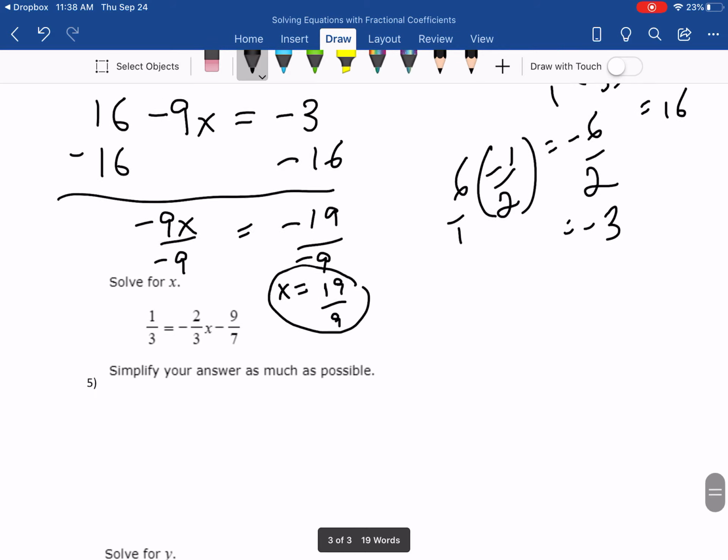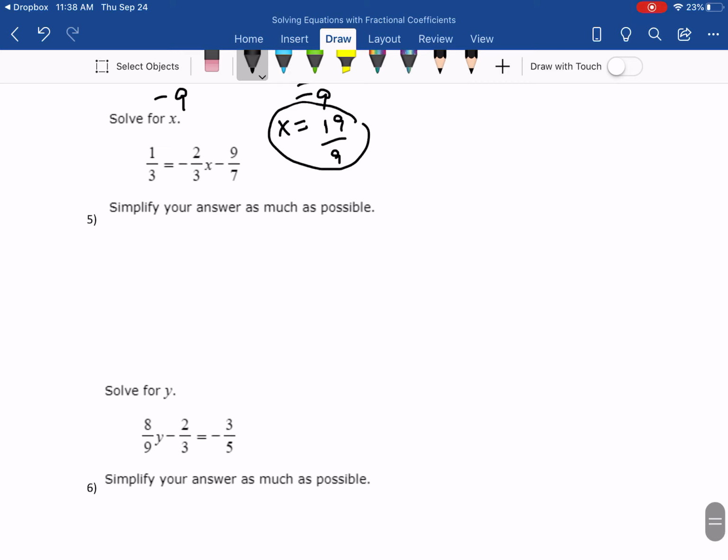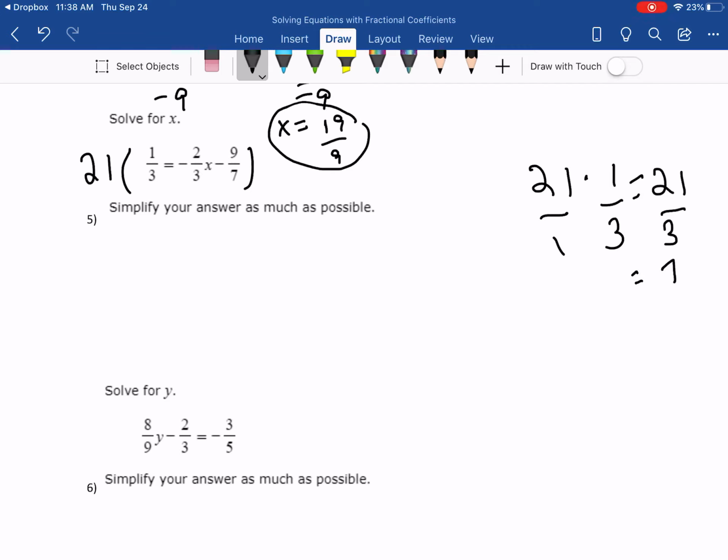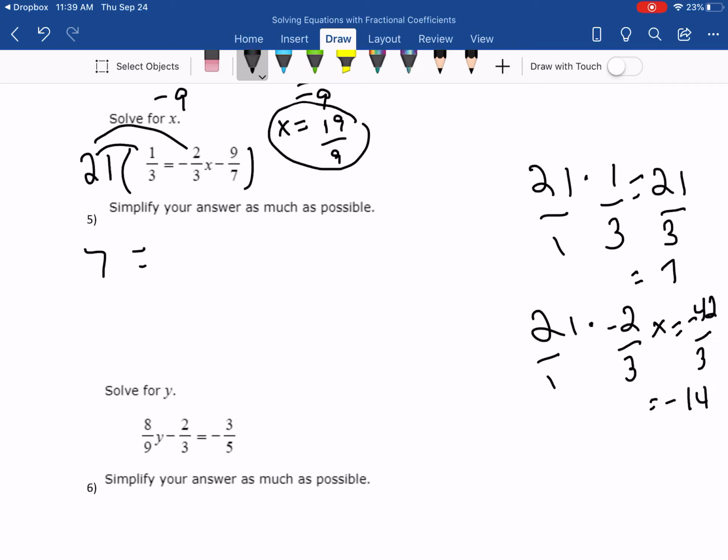Okay. Number 5, we have 3, 3, and 7. The LCD is going to be 21, right? So 21 times 1 over 3, which is 21 over 3, or 7, equals 21 times negative 2 over 3x, negative 42 over 3, which is negative 14.